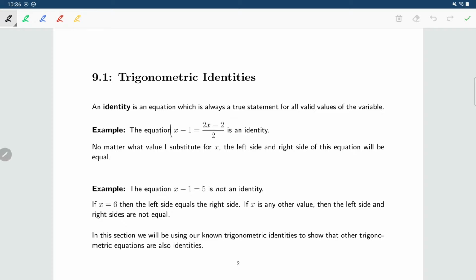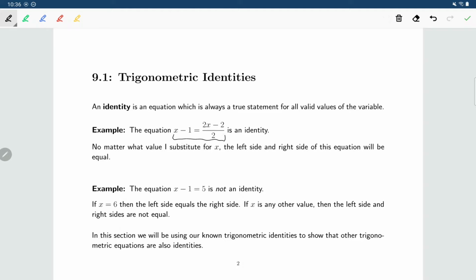So something like this equation that I have here, x minus 1 equals 2x minus 2 over 2. That's an identity because no matter what value you put in for x, what you'll have on the left side of the equation will always be equal to whatever you have on the right side of the equation. So you would call this equation an identity.